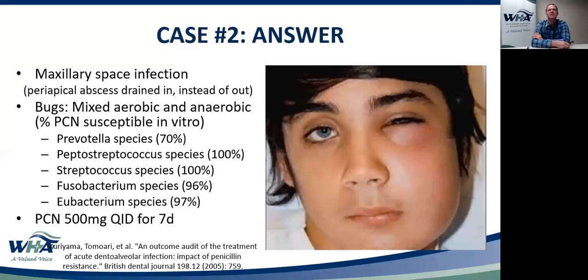And if you look at the different species there, you'll see that most of those species are highly susceptible to penicillin in vitro. And then there's this one species, Prevotella, that in vitro doesn't seem to be as susceptible to penicillin. And then we'll get deeper into that question.